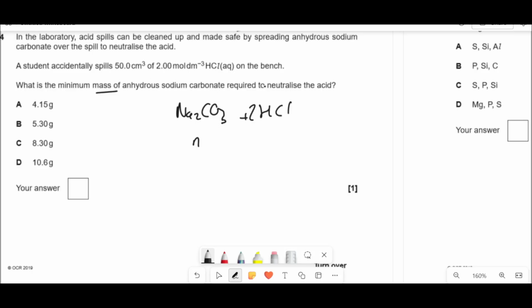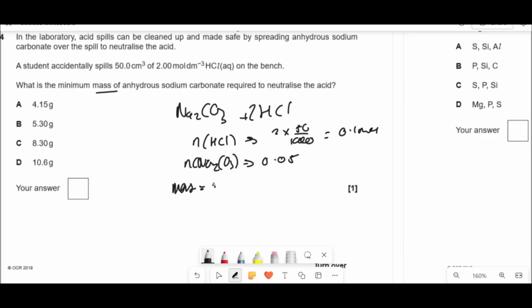Now, to work out the mass, they've given us the concentration and volume, so I can work out the moles of the HCl that they would need, which is going to be 2 times 50 over 1,000. If I do that, you get 0.1 moles. You can see it's a 2 to 1 ratio, so the moles of the Na2CO3 we need is going to be a half of that, which is going to be 0.05, right? So then the mass we need of this is going to be its moles times its MR, which is 0.05 times its MR, which is 106. And if I do that, I get 5.3 grams, which makes it B.